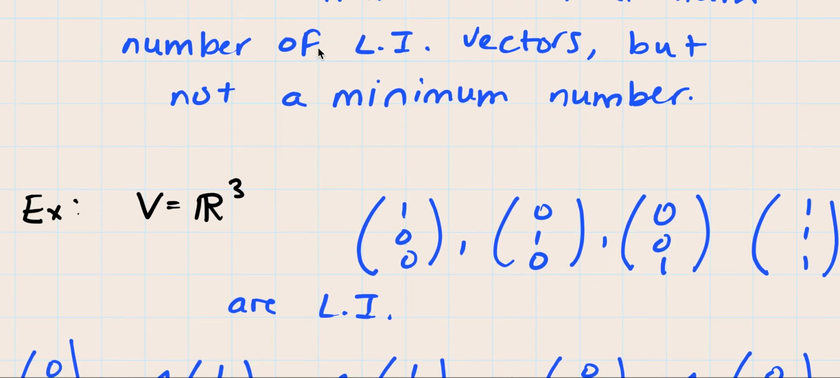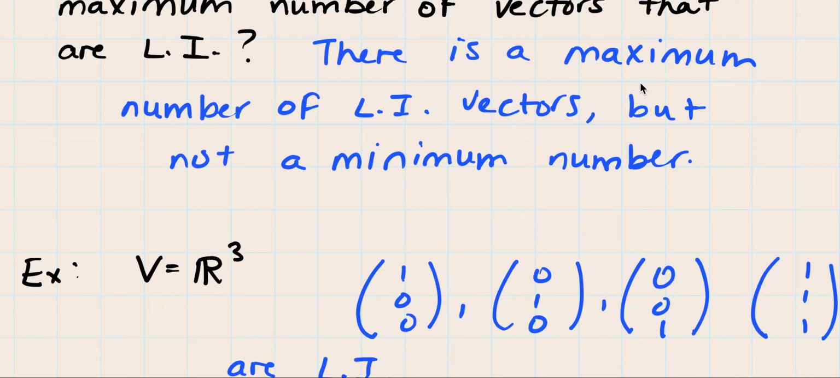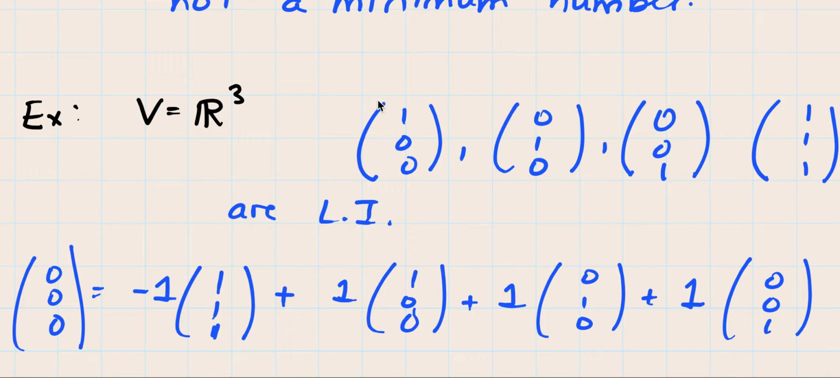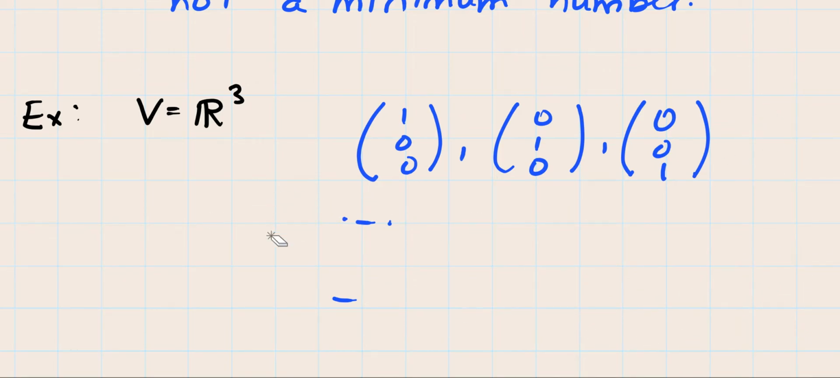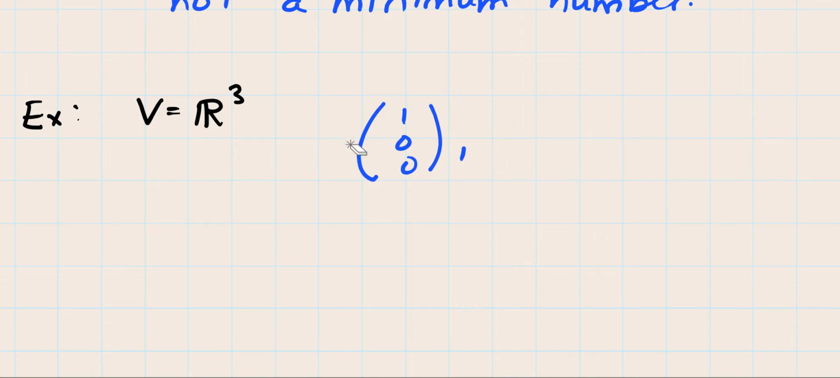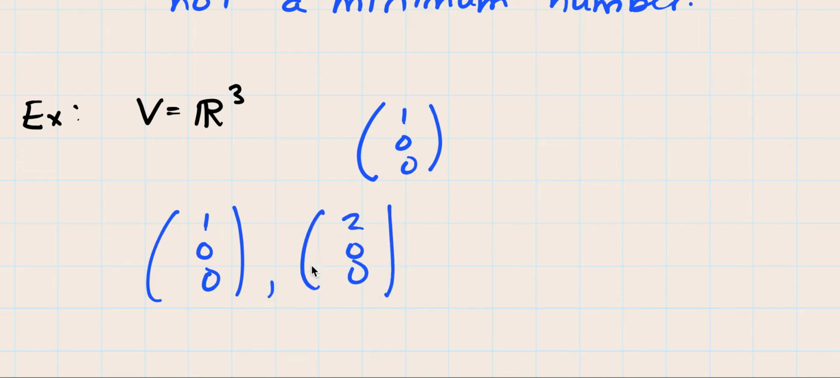Now again, you have a maximum number of linearly independent vectors, but you have to be careful with which vectors you choose. And you don't have a minimum. So for example, we said that these vectors are linearly independent, but if I delete one of them, these are still linearly independent. And if I delete another one, this is linearly independent. So if we have a linearly independent set of 3 vectors, then taking any one of those out will give us a linearly independent set. But you can't do something like (1, 0, 0), (2, 0, 0). Here we have 2 vectors, but they're not linearly independent. You have to be careful on what you choose.